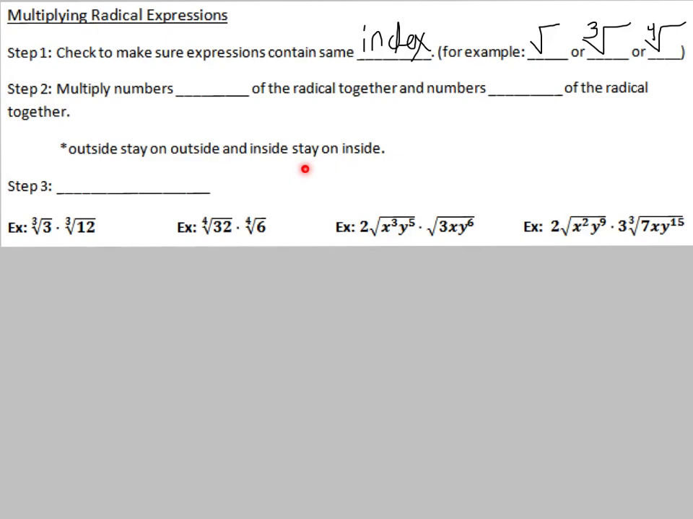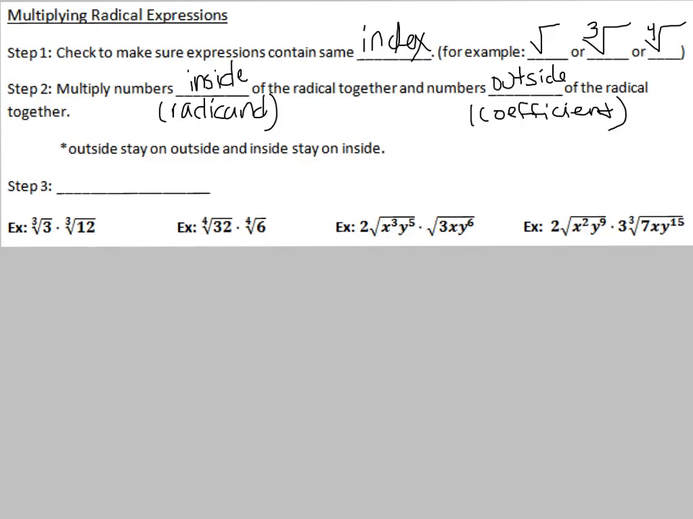If you're in the house, nothing can get inside. So only numbers inside can be inside, numbers outside stay outside. And the numbers outside are called the coefficients, the numbers inside are called the radicands. Our last step is just to simplify.